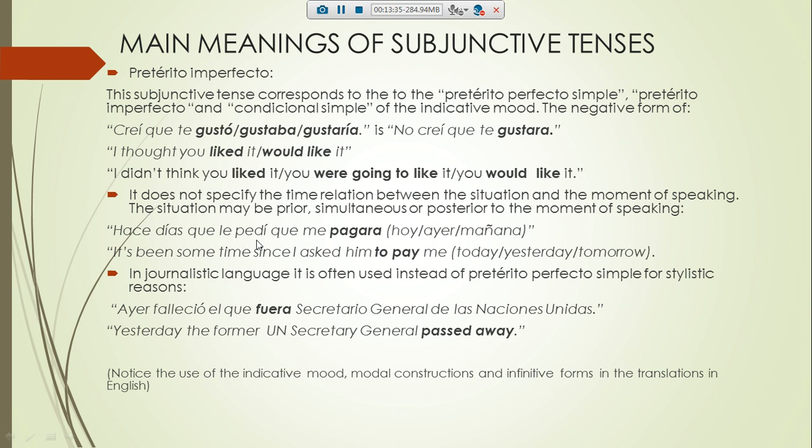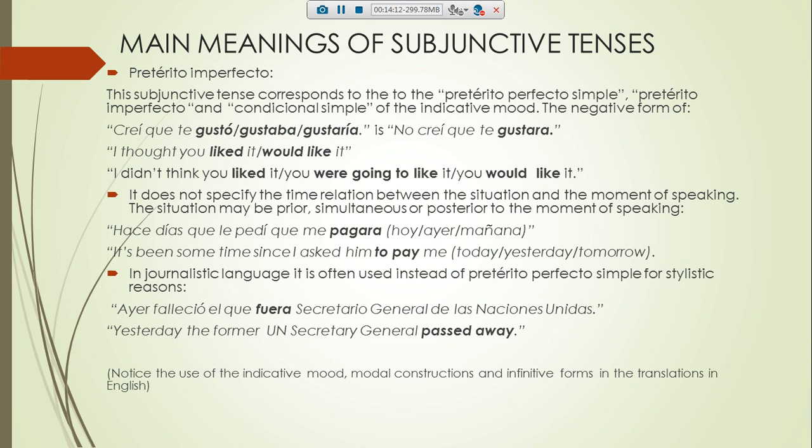The pretérito imperfecto does not specify the time relation between the situation and the moment of speaking. The situation may be prior, simultaneous, or posterior to the moment of speaking. So, hace días que le pedí que me pagara. It could be, hace días que le pedí que me pagara hoy, o ayer, o que me pagara mañana. In English, we would say something like, it's been some time since I asked him to pay me today, to pay me yesterday, tomorrow.